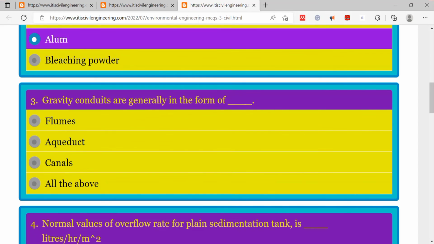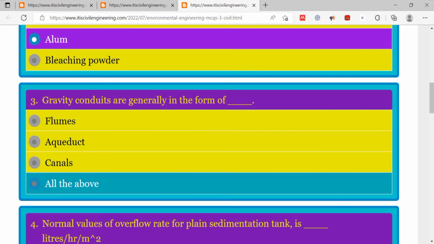Gravity conduits are generally in the form of, it can be either in the form of flumes, aqueduct or canals. That is, all of these are correct. Gravity conduits are generally in the form of flumes, aqueduct, canals.